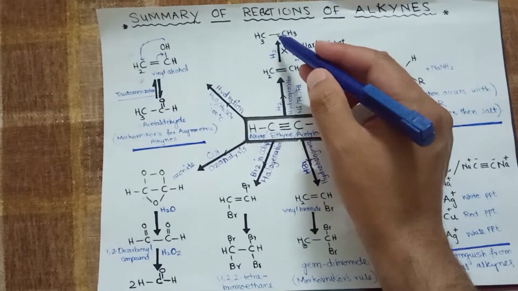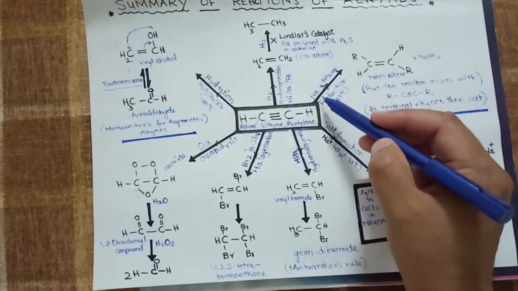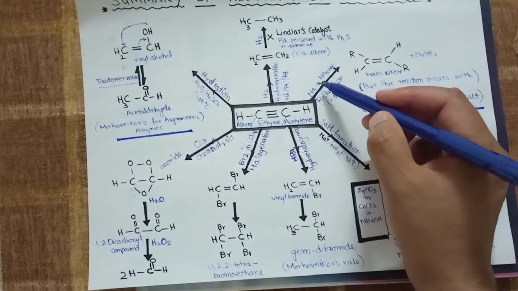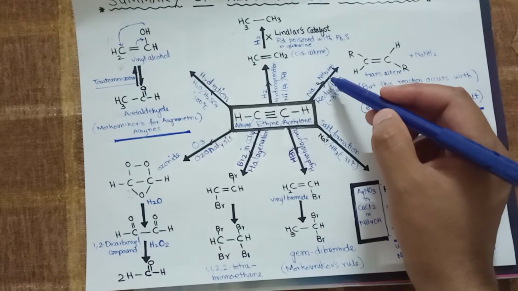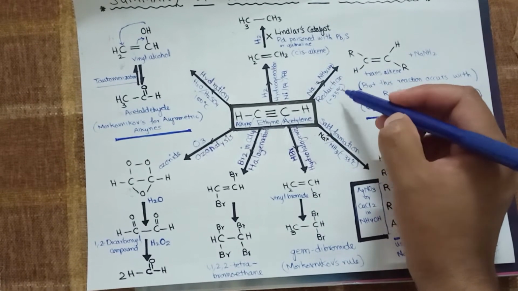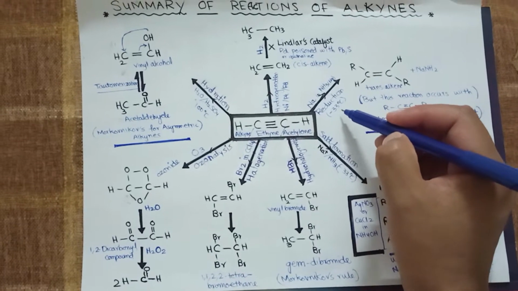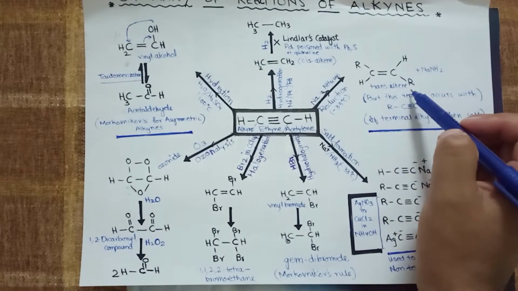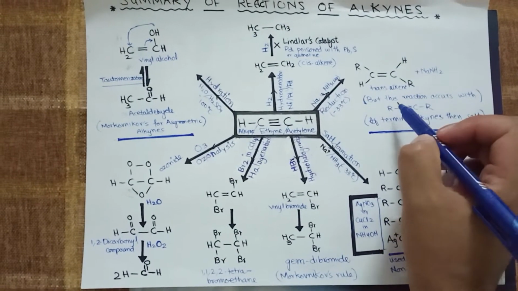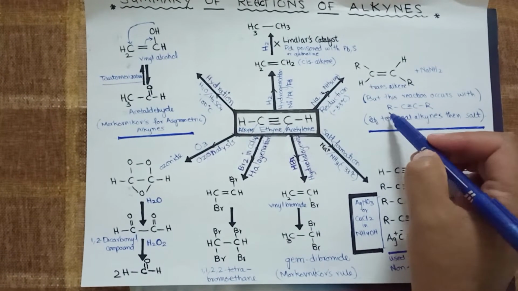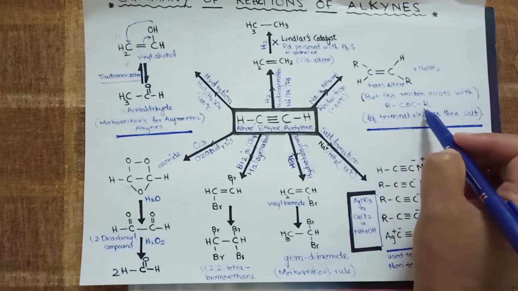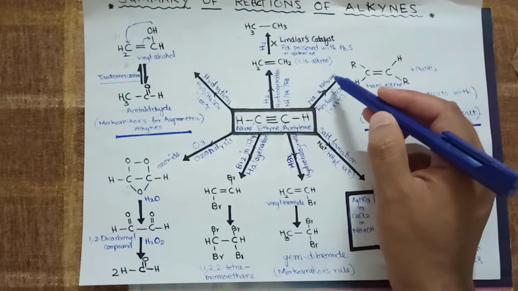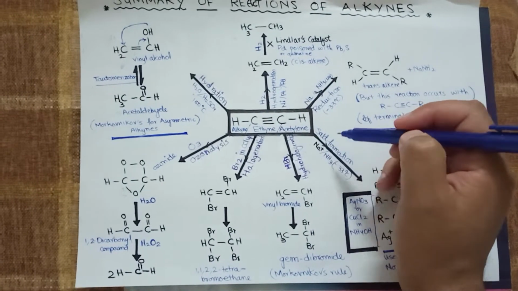further hydrogenation. The next reaction is the reduction of alkynes, and it occurs with sodium in the presence of liquid ammonia. To obtain liquid ammonia, we have to maintain the temperature at minus 33 degrees centigrade, and in this case we obtain trans alkenes. But this reaction occurs when we have this type of alkyne in which there is no terminal alkyne. If a terminal alkyne is present, then from this we will get salt formation, which we are going to discuss in the next reaction.